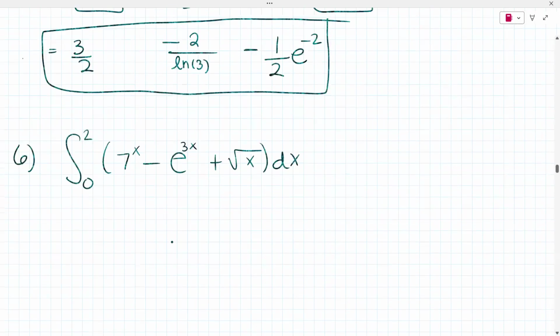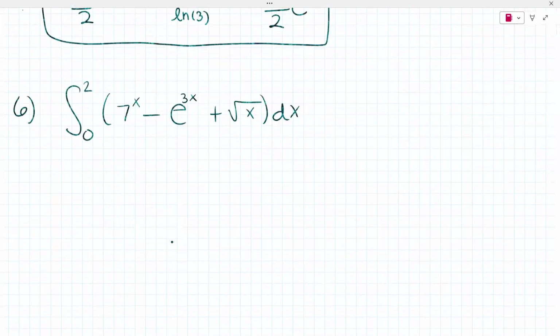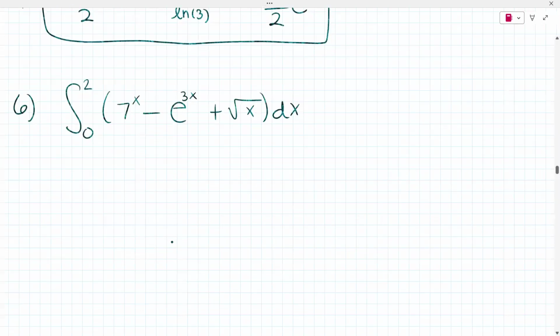Okay, let's move on to example 6. So what is the integration from 0 to 2 of 7 to the x minus e to the 3x plus square root of x dx? So we have boundaries and we have 3 terms. So we can just take the integrations. You can write it as 3 different integrations, right? Or we could just take the integration all at once. So if you want, you can do that.